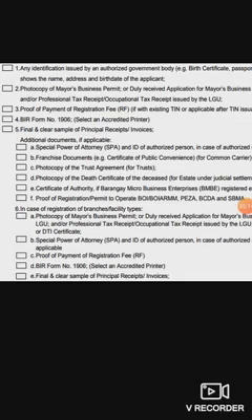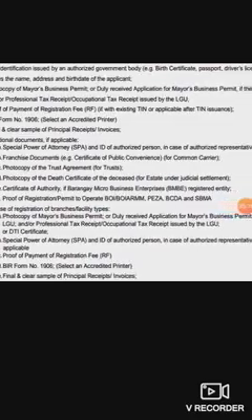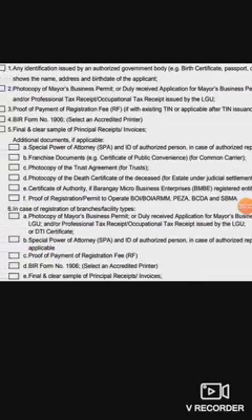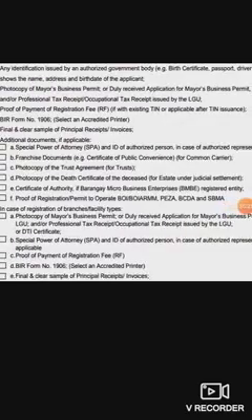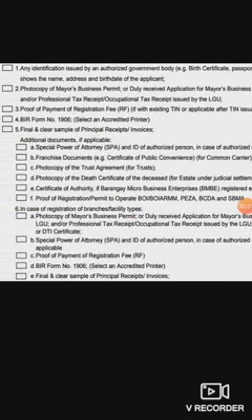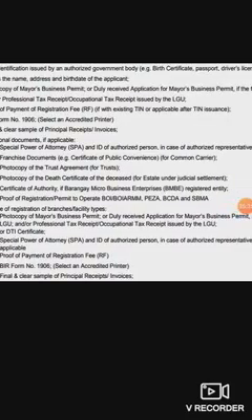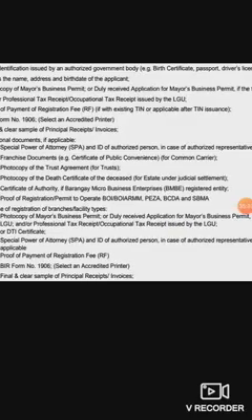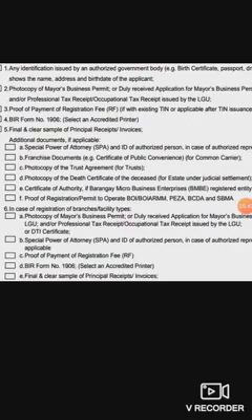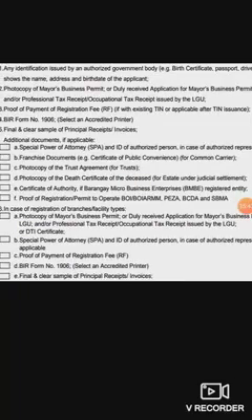We have C, photocopy of trust agreement for trust. Letter D, photocopy of death certificate of the deceased for estate under judicial settlement. Letter E, certificate of authority for a barangay micro business enterprise registered entity. F, proof of registration or permit to operate by BOI, Bureau of Investment, ARMM, PEZA, SBMA.